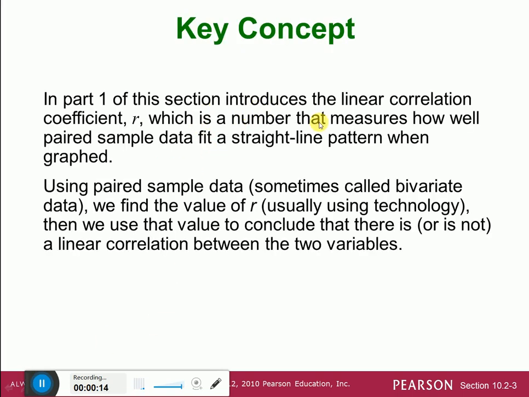it's about the introduction to the linear correlation coefficient R, which is a number that's used to measure how well the paired sample data fit into a straight line pattern when you graph them. Using the sample data pairs, we can find the value of the correlation coefficient R either by using technology or by using a formula, and we can make some conclusion if there is or there is not a linear correlation between the two variables.